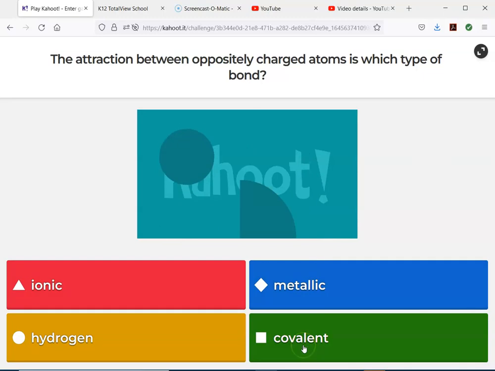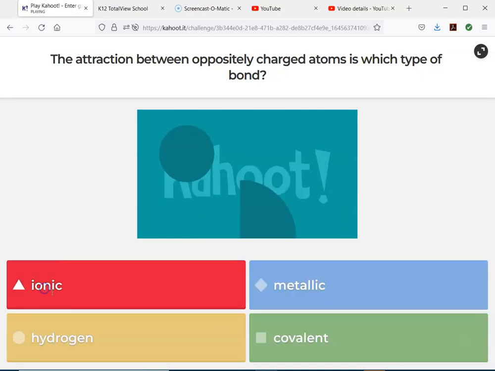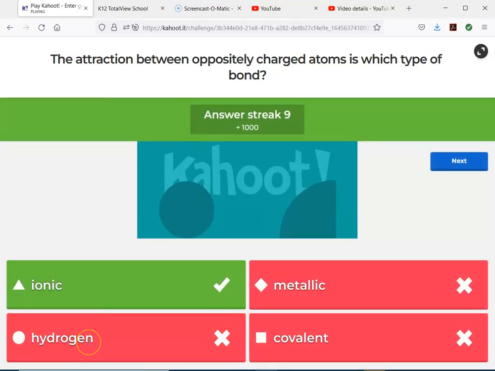And covalent is sharing electrons. There's no actual difference in charges that's causing an attraction. They're just sharing electrons. So ionic bond is the right answer here. The attraction between oppositely charged atoms, like a sodium atom is positive and a chlorine atom is negative. A hydrogen bond will specifically say something about one molecule and another molecule. If it's just talking atoms, it's going to be the ionic.